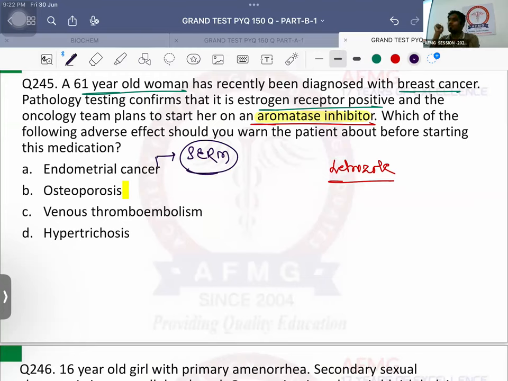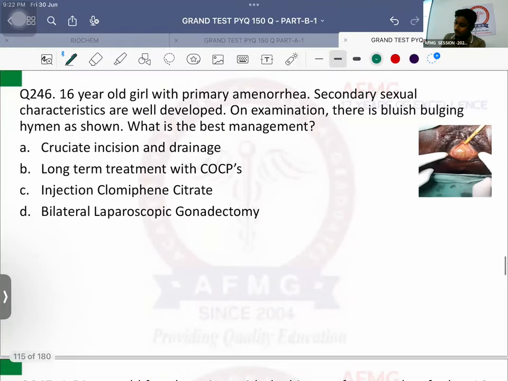That is selective estrogen receptor modulators like tamoxifen. The most common side effect of them is hot flushes. But an adverse effect can be endometrial hyperplasia leading to endometrial cancer. But letrozole or aromatase inhibitors, here the most common side effect, as they will cause estrogen deficiency, will lead to osteoporosis.